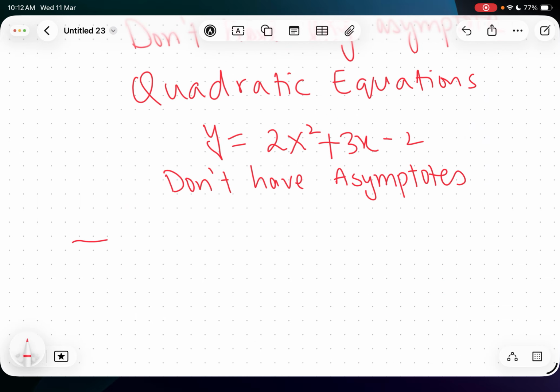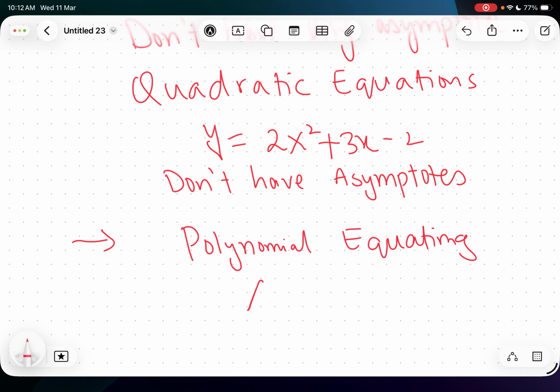After that, we have polynomial equations. So what are polynomial equations? A quadratic equation is an example of a polynomial equation. You can say that any equation that has an x cube, x square, or x raised to the power 4, such types of equations are also called polynomial equations. For example, you have the equation y equals 2x raised to the power 3 plus 2x raised to the power 2 minus 3. This comes under the category of polynomial equations. Such equations also don't have any asymptote.